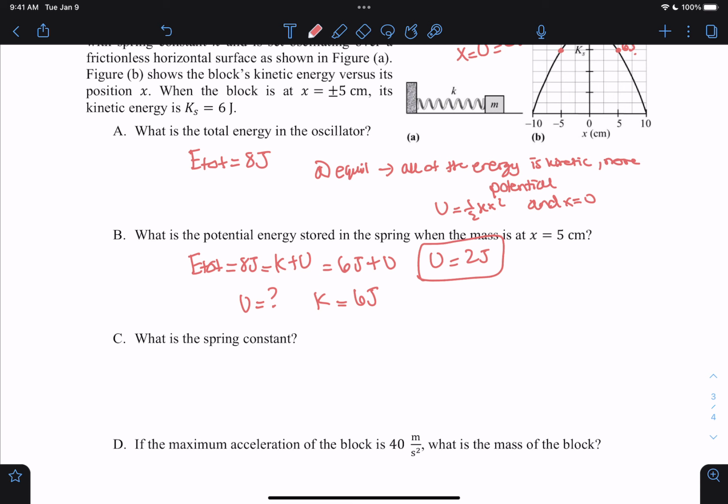Yep, exactly. I just want to make sure, Carlos, are you okay with that information so far? Does that make sense? Okay, awesome.